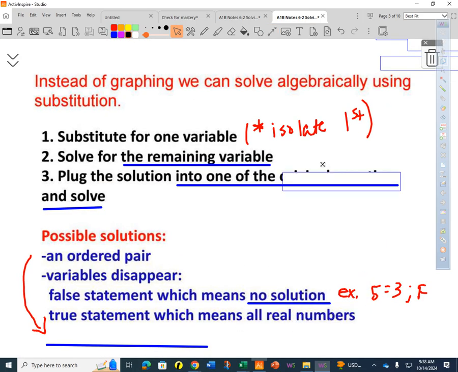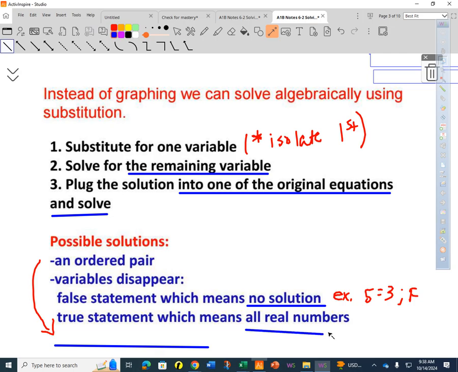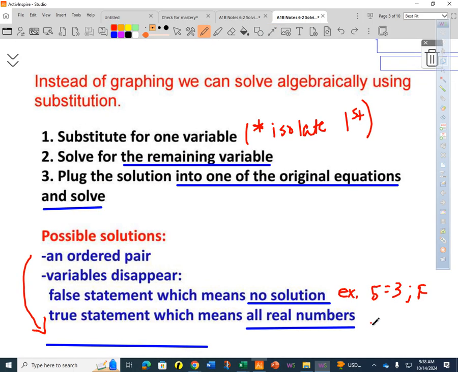But if the variables disappear and it's a true statement, that means all real numbers is your solution. So that would look like maybe 5 equals 5. That's a true statement, which means that the answer would be all real numbers.